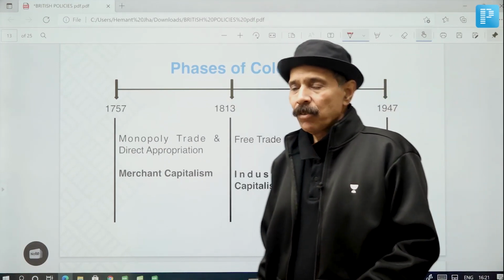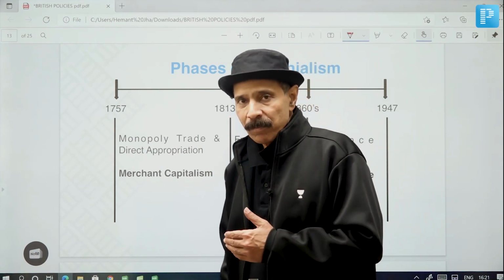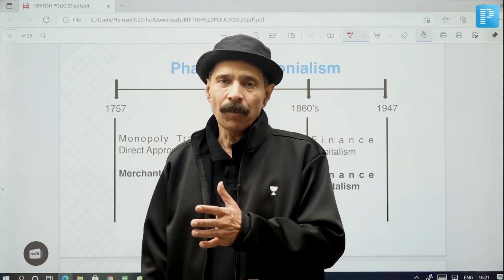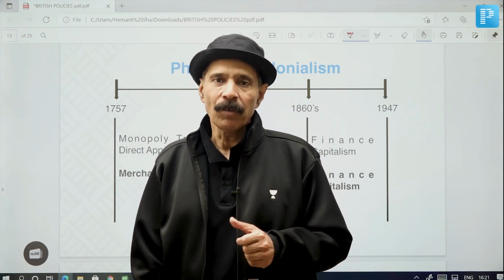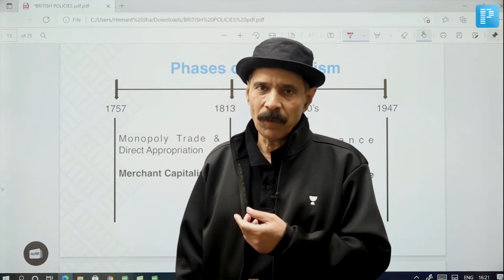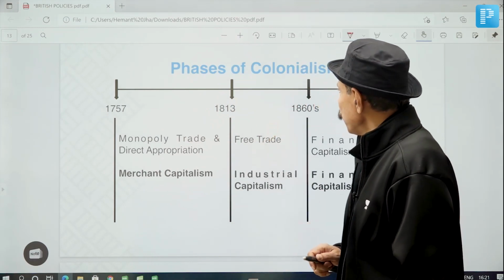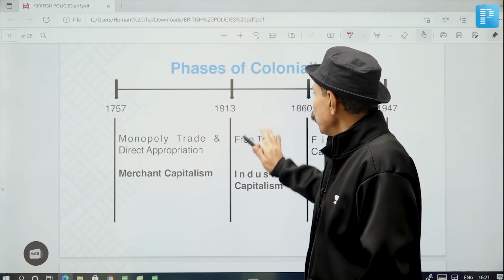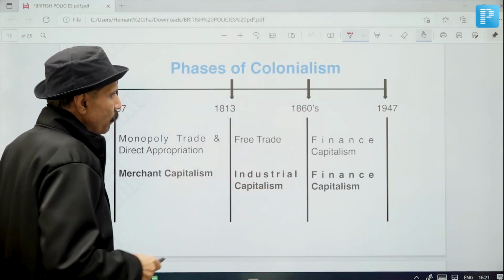This presentation is on phases of colonialism. Now I am moving on towards certain economic dimensions of British policies that are important for your exam. This is one of them. So here what you are supposed to know, that the British colonialism in India acquired different character in different periods.